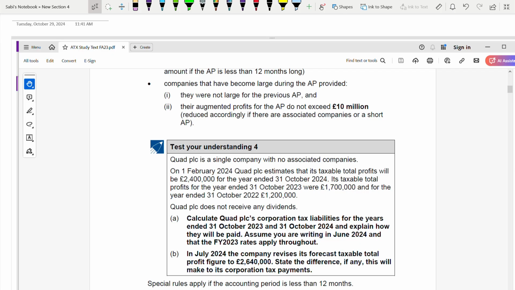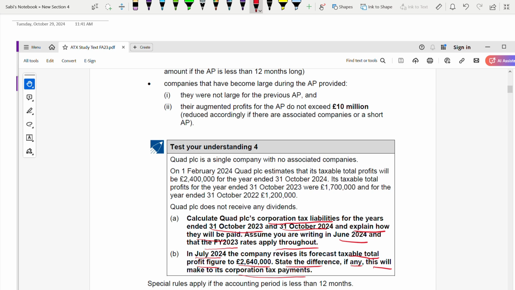Test your understanding 4. So you have part A and B. A: Calculate corporation tax liability for the year ended 31st October 2023 and 31st October 2024. Explain how they will be paid. Assume you are writing in June 2024 and that the FY 2023 rates apply throughout. B: In July 2024, the company revises its forecast taxable TTP to be 2,006,40,000. State the differences, if any, this will make to the corporation tax payment.